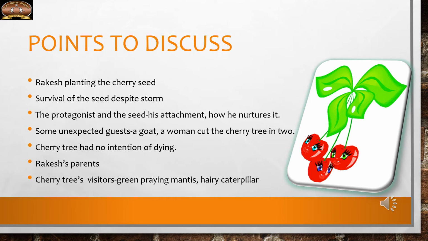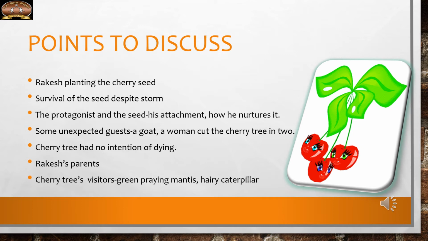And then you can see the passing of seasons, like the spring season comes, and it is about that only. So we are not getting any idea about the cherry seed. It is just told that it is planted by Rakesh in some fertile soil, and after that nothing, and he forgets about it also. Nothing is told about the cherry seed on page number 15.